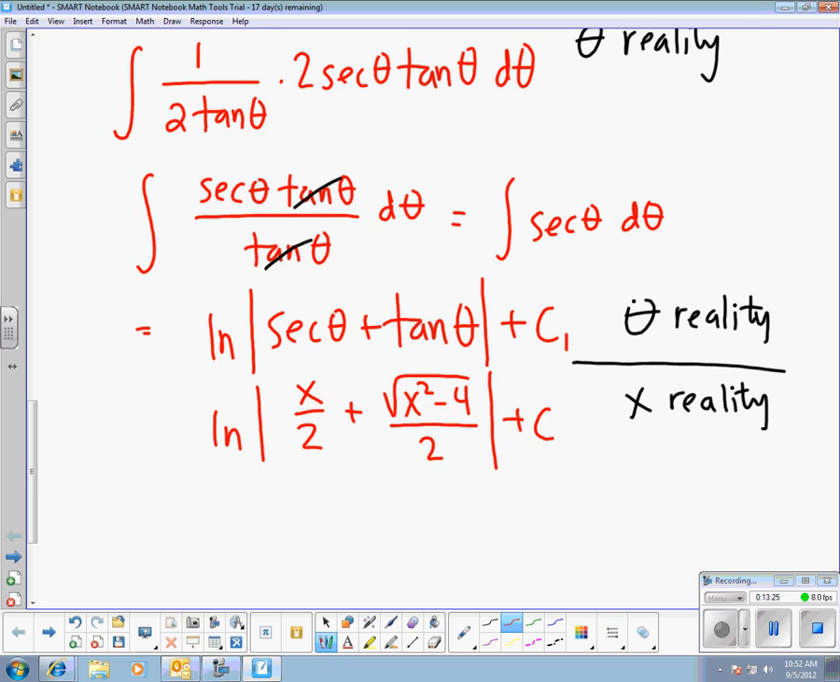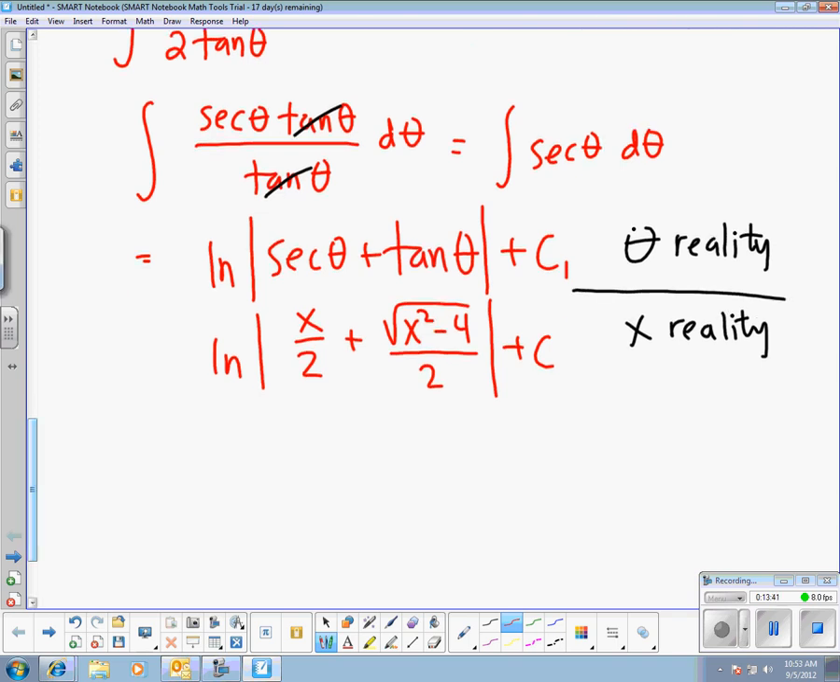So this is my final answer. This is my answer in x reality. I've integrated it. I had to go into another world for a few minutes to be able to, but then I switched back out, and I'm good. My answer key cleans up this answer a little bit. So just for fun, we'll do that. I have a 2 on the bottom of both.